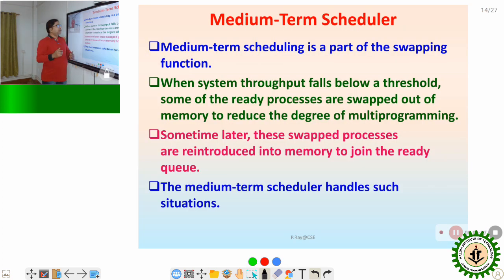What is the mid-term scheduler? Now, the mid-term scheduler is a part of the swapping function. That means those processes which are currently in the ready state may be transferred to the secondary storage. And when it is required, it comes back to the primary memory. We call this swapping, and for this swapping, the mid-term scheduler takes place.